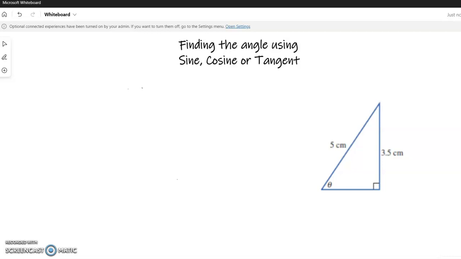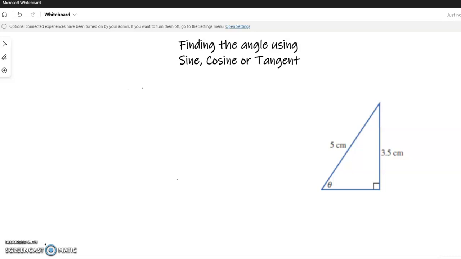In this tutorial, we're going to be looking at a different type of example, an example where we need to use sine, cos or tan to find an unknown angle rather than an unknown side. If you look at the example that we have in front of us here, this is the sort of example you would be completing if you had to find the unknown angle.